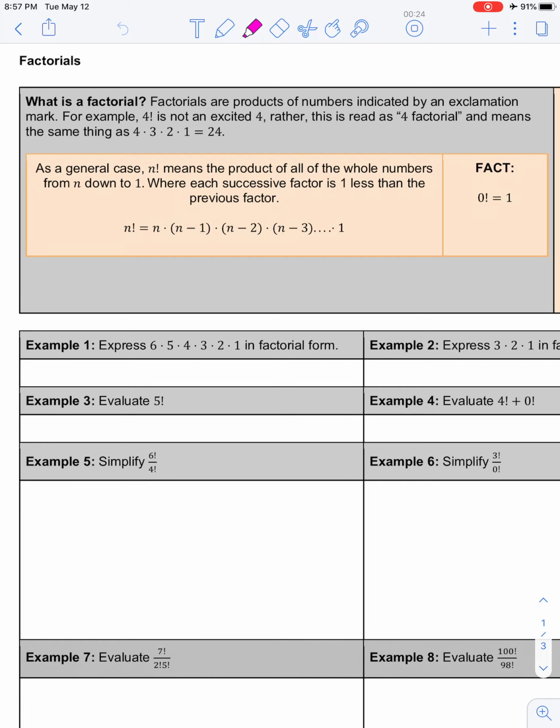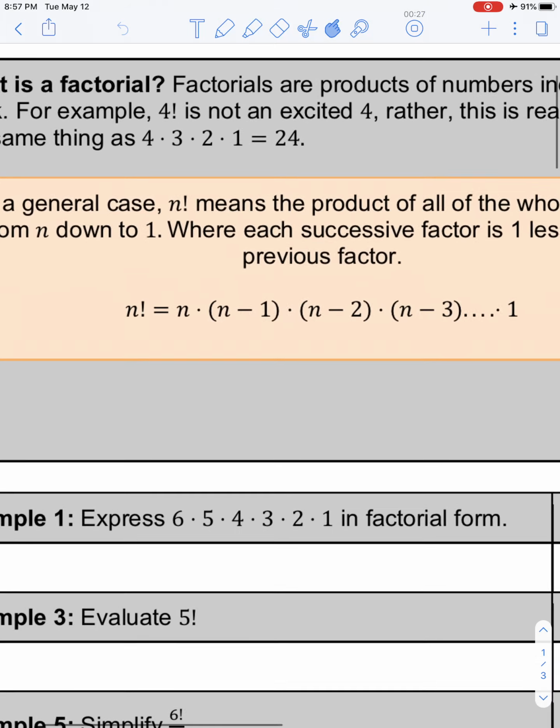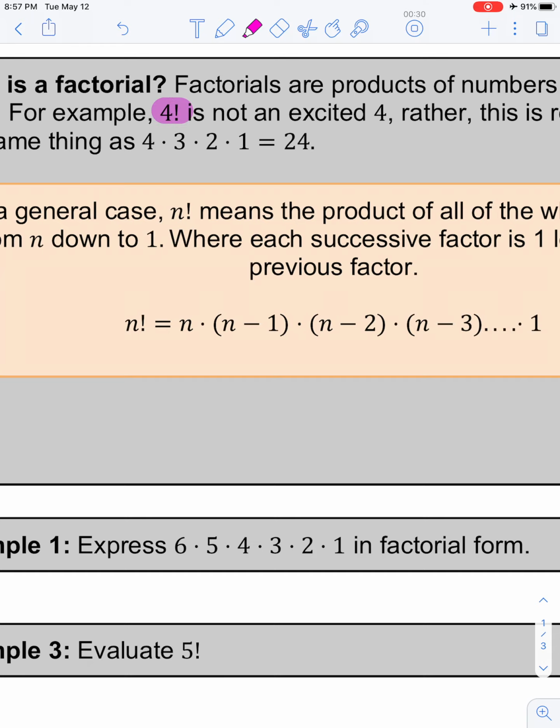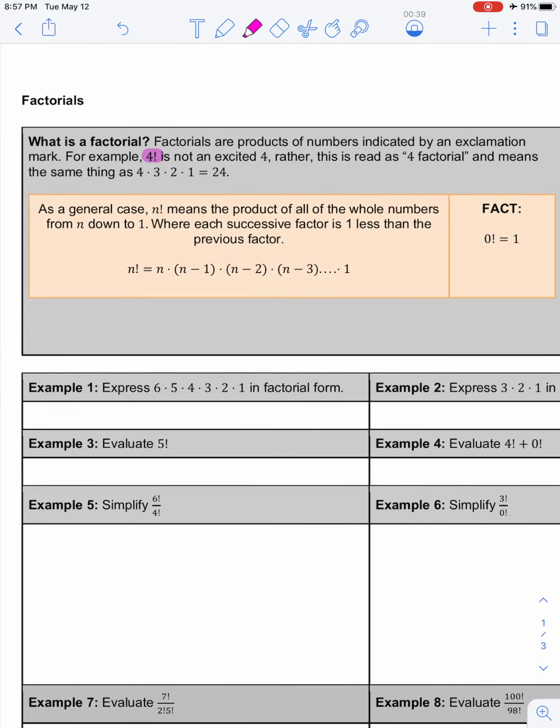So if you see something like 4 exclamation point, that is not an excited 4. However, I will not be upset if that's how you think of it. Rather, that indicates 4 factorial. 4 factorial means the same thing as taking 4 times 3 times 2 times 1, which equals 24. It's super tempting to read that as 4, but unfortunately it's just 4 times 3 times 2 times 1. Again, I think it's fine to say it as an excited 4 in your head, bring a little joy to your life and your math work, but it's super important to understand what that means.